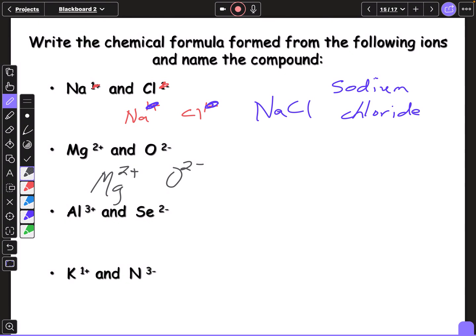Now, if these numbers add up to 0, I'm just going to cancel them out and write the formula. Now, if I add +2 and -2, they equal 0. I would just mark those out. I can mark them out and write the formula, and that becomes MgO. I name the metal magnesium.